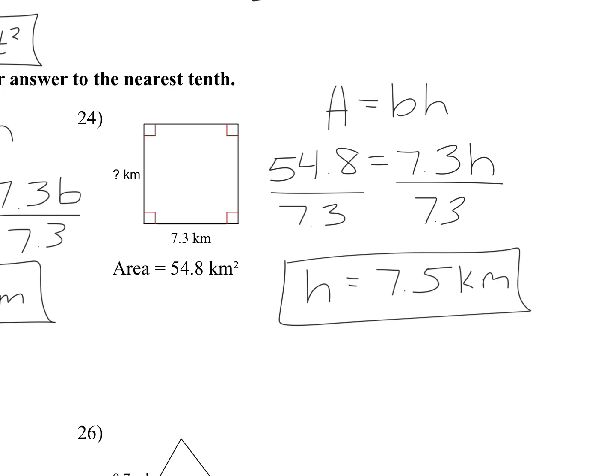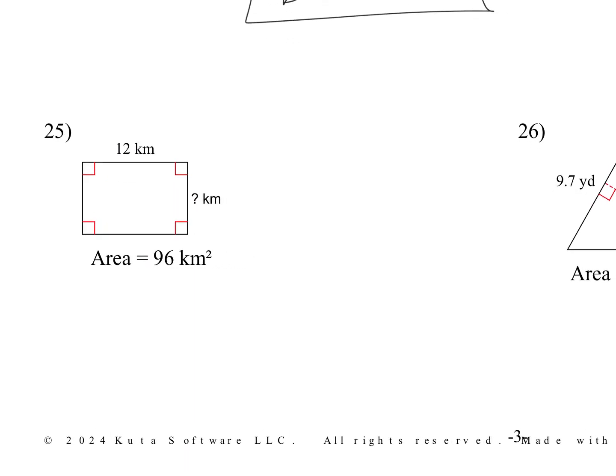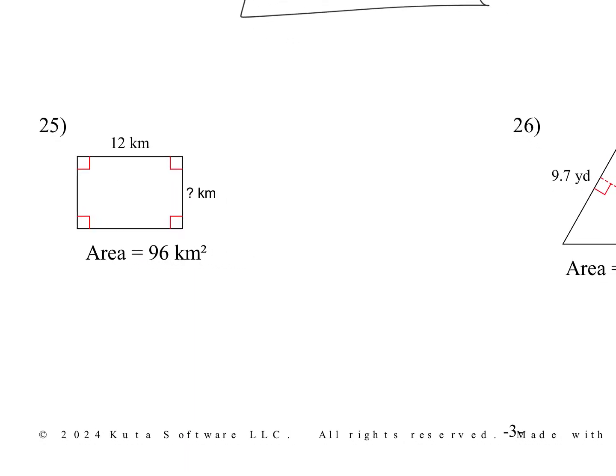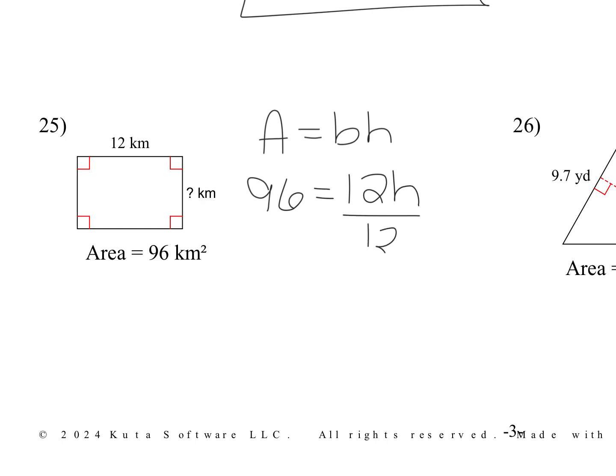Nice job. Moving on to 25. What shape is it? Rectangle. What's the formula for a rectangle? Base times height. Plug in what you know. 96 equals 12 times H. What's my one step? Divide by 12. H equals 8 kilometers. Good.